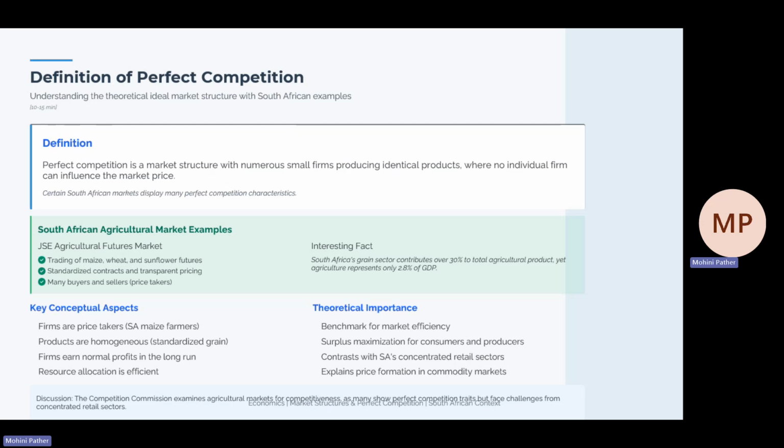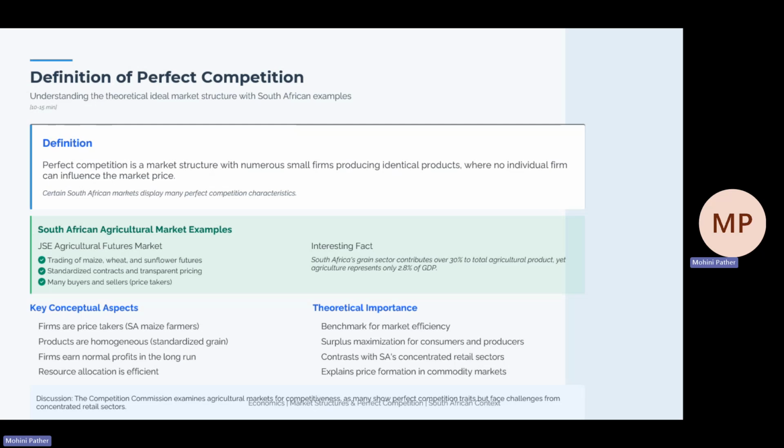Okay, understanding the theoretical ideal market structure. So, the definition of perfect competition is a market structure with numerous small firms producing identical products where no individual firm can influence the market price. So, if in the exams you were asked for a definition, that is it.